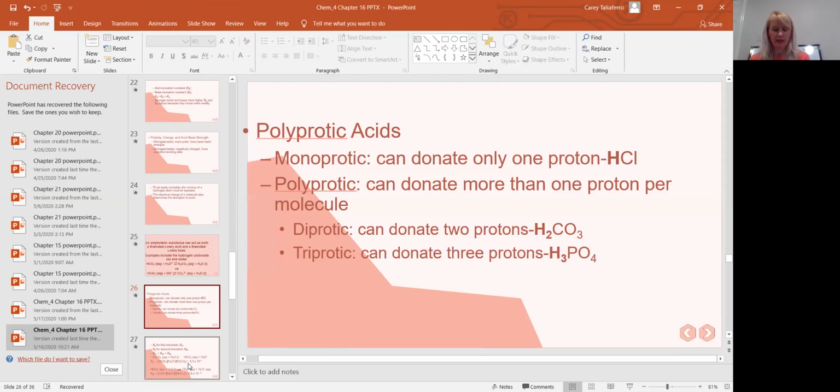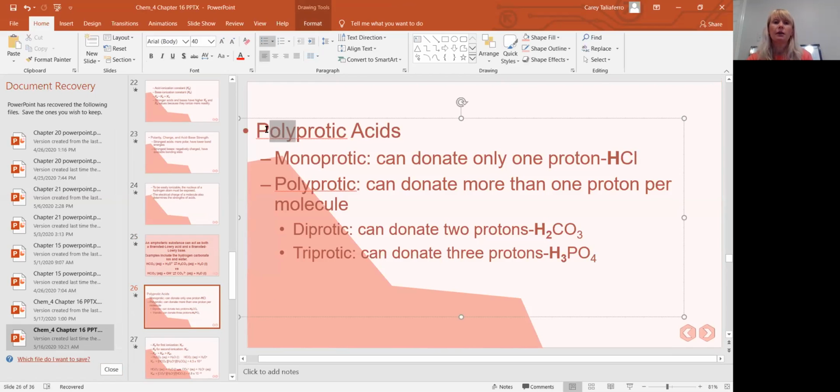Now, another type of acids we need to talk about are polyprotic. And again, let's look at this prefix poly. It means many. So what that means is it has many, or more than one anyway, proton that it might want to donate. All right, so let's clear out these definitions.